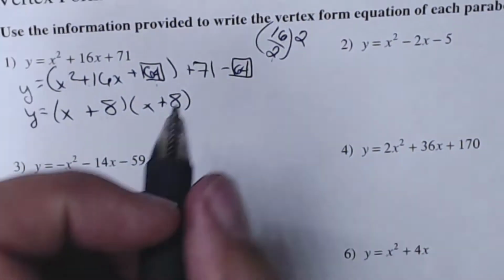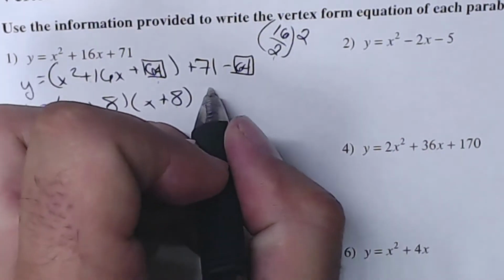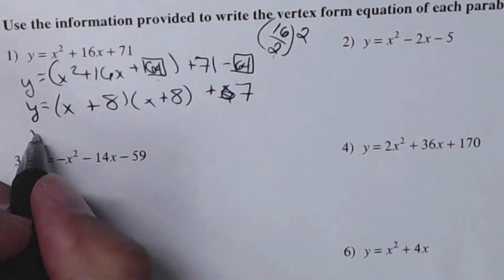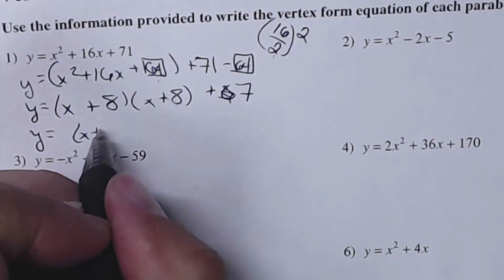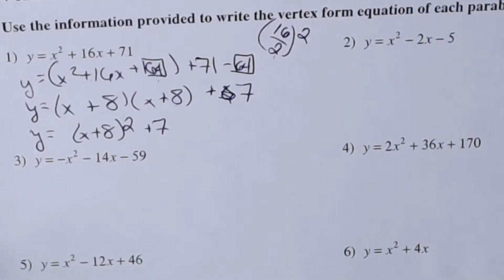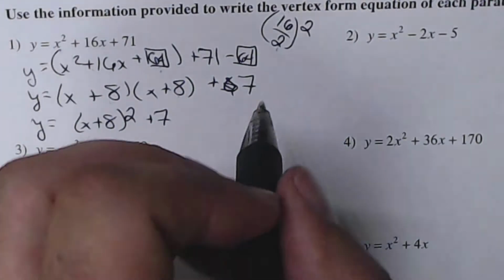All right, let's keep going. We had a plus 71 minus 64. That's a plus 7. Can go a little bit further. (x plus 8) squared plus 7. Now I'm in vertex form. Awesome. Let's write out what the vertex is.